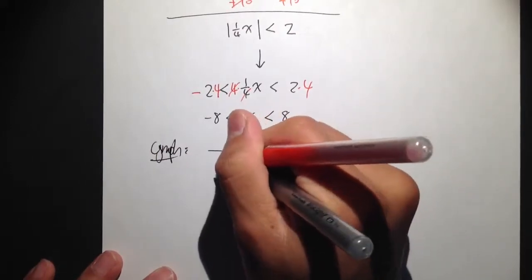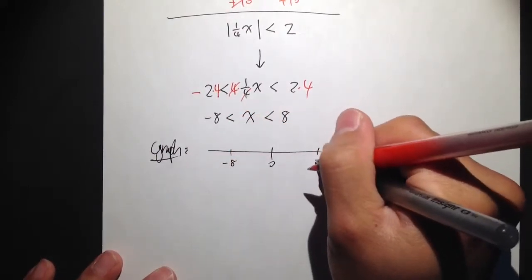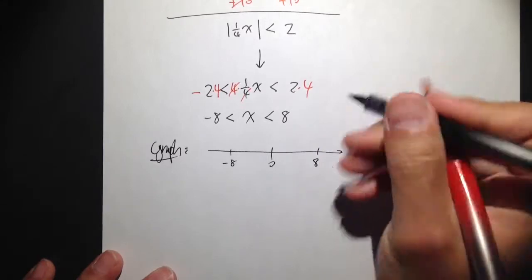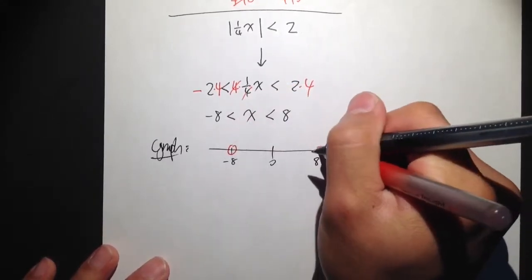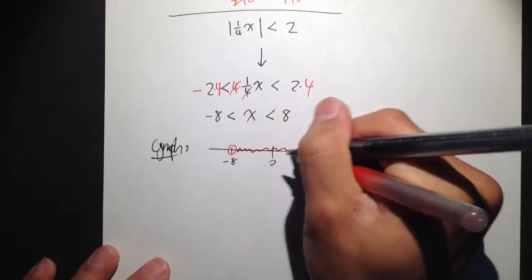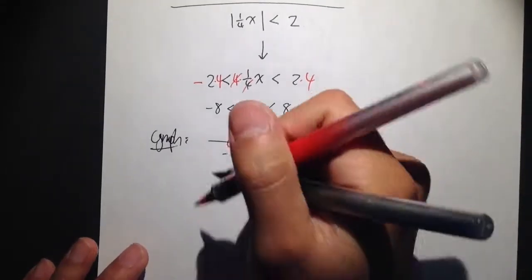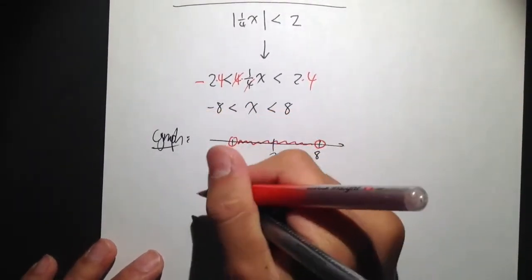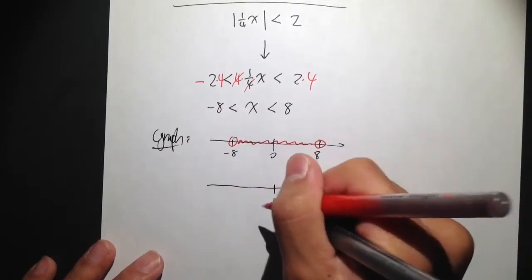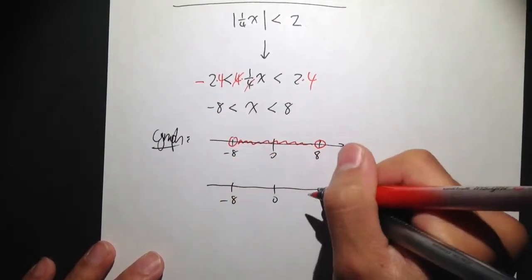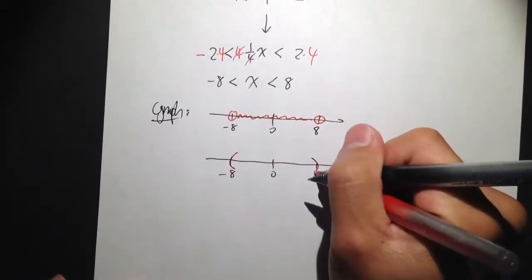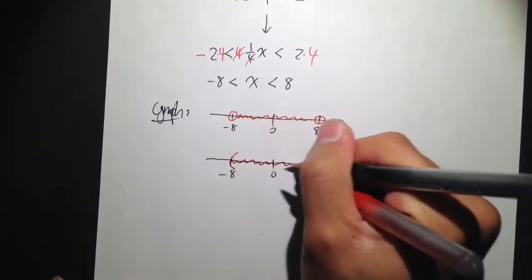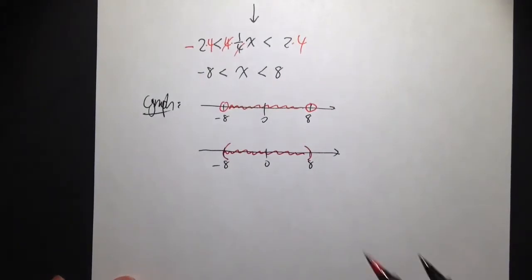0 is here. Let me say this is negative 8. Let me say this is 8. And it's a less than situation. So you can use an open circle and then graph the middle. This is just the first way. Or you can also use parentheses. 0 here, negative 8 here, positive 8 here. Use parentheses here, graph the middle. Okay?